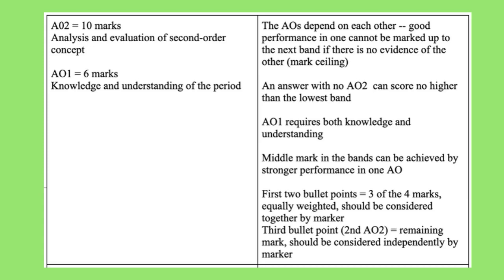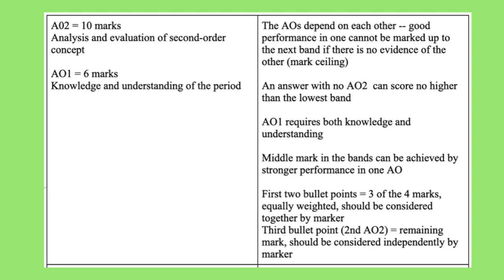As we take a look at the mark scheme, you will notice straight away that AO2, which is worth 10 marks, depends on your analysis and evaluation of that second order concept. Really important that you identify it and make sure that is what your answer is focused on. AO1, which is worth the other 6 marks, is your knowledge and understanding of the period. So with this longer question, it's an opportunity for you to bring in all the knowledge that you have to explain your opinion.